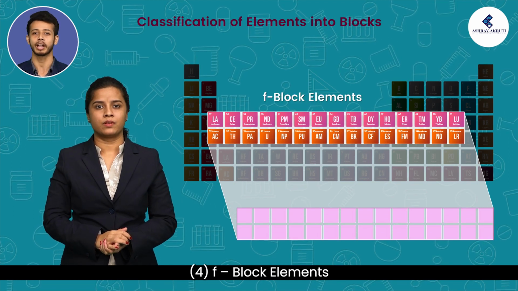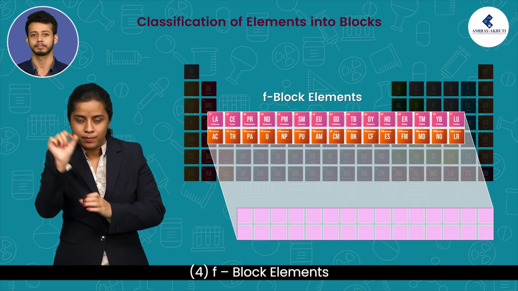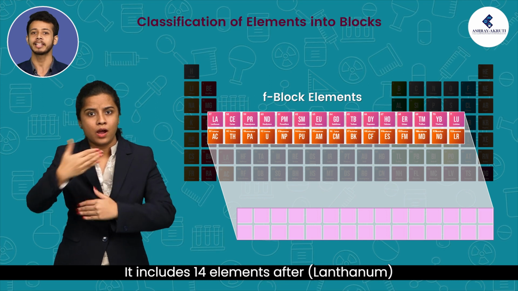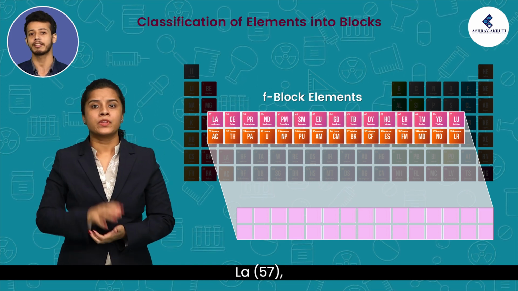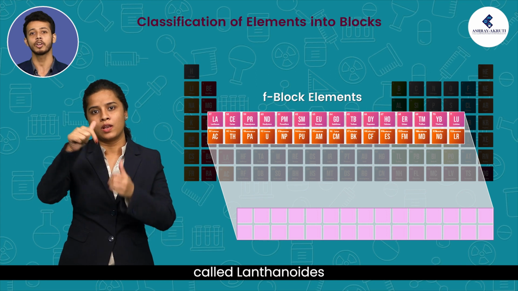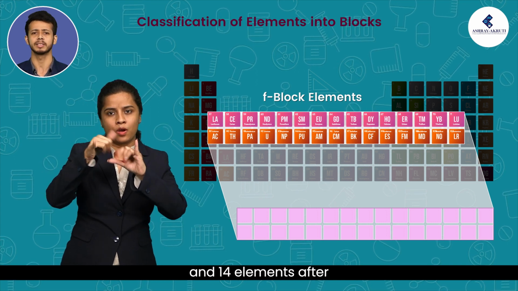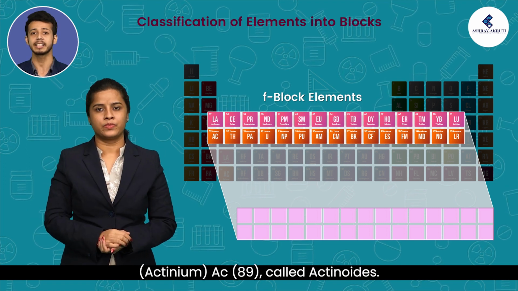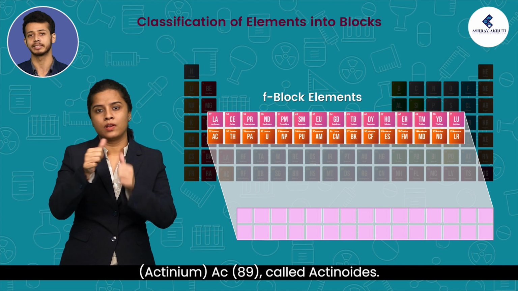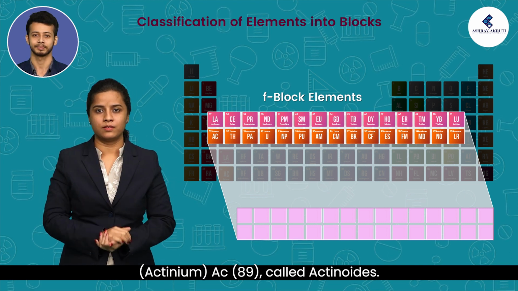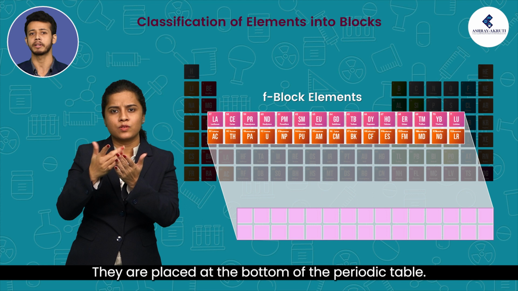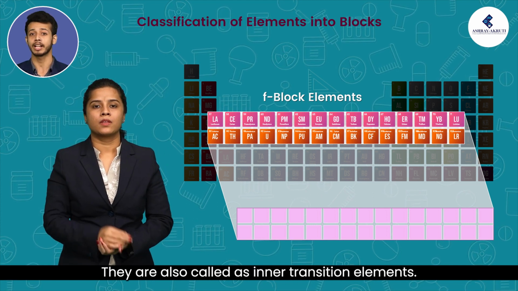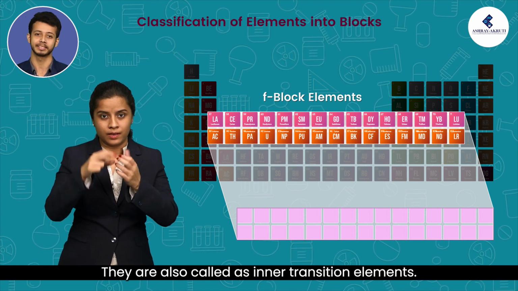Number 4. f block elements. It includes 14 elements after lanthanum, La57, called lanthanoids, and 14 elements after actinium, Ac89, called actinoids. They are placed at the bottom of the periodic table. They are also called inner transition elements.